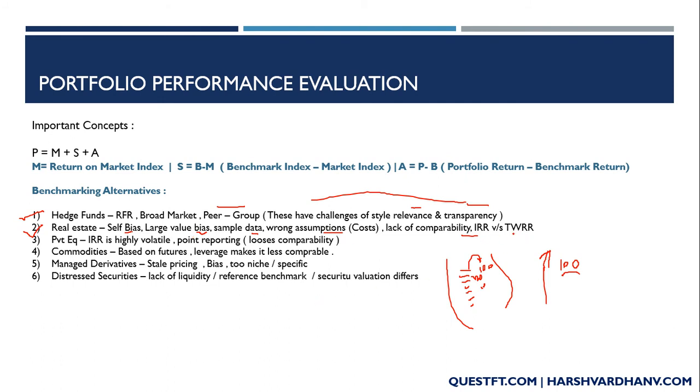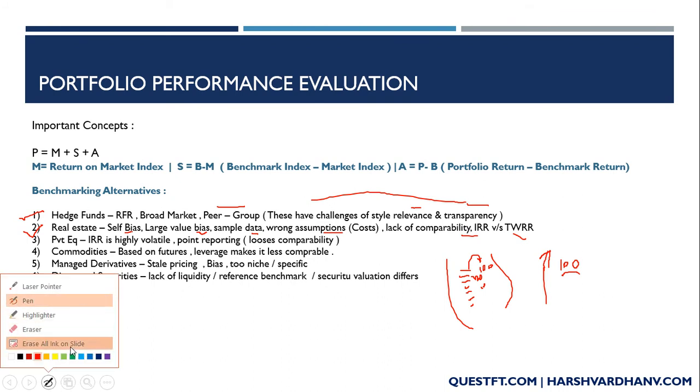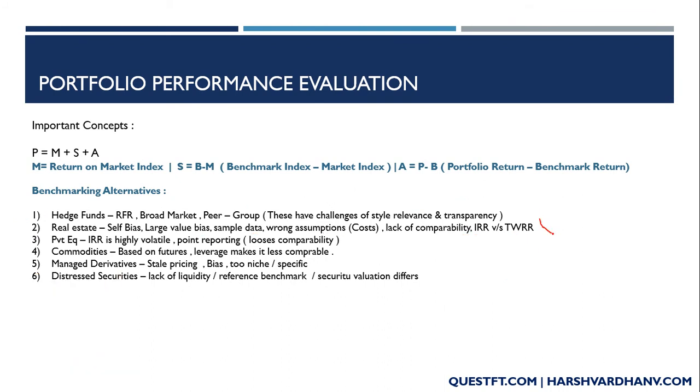Again, IRR versus TWRR. Now, what happens is whenever you're comparing an equity fund to another equity fund, you have the TWRR for both the funds. But now, if you want to compare a real estate fund with an equity fund, it is not comparable because this is IRR, also known as MWRR, which is your money weighted rate of return. And this is the time weighted rate of return which the equity portfolio is giving. So they are not comparable in that sense.